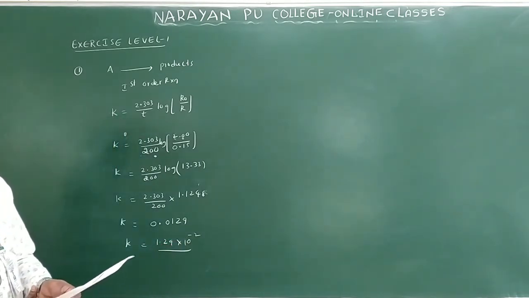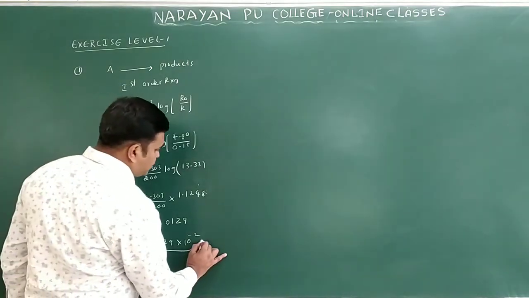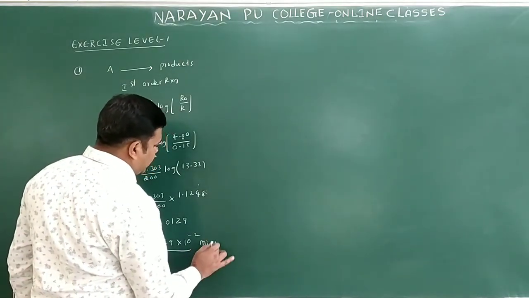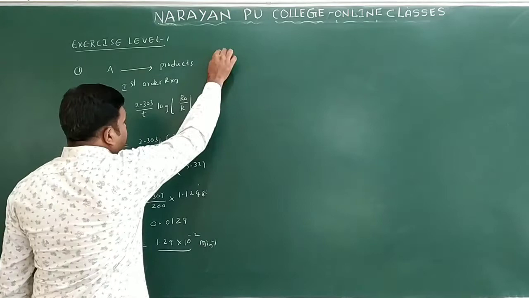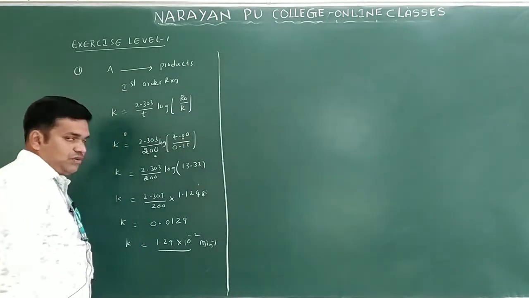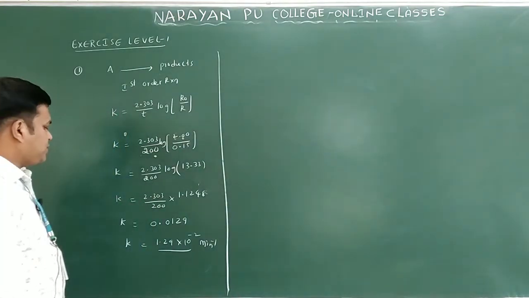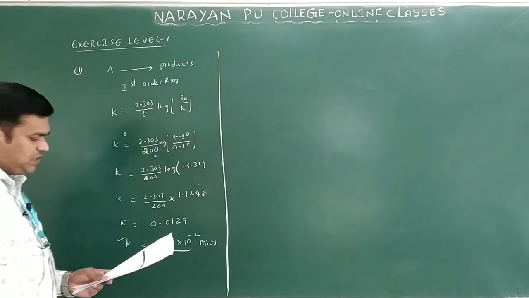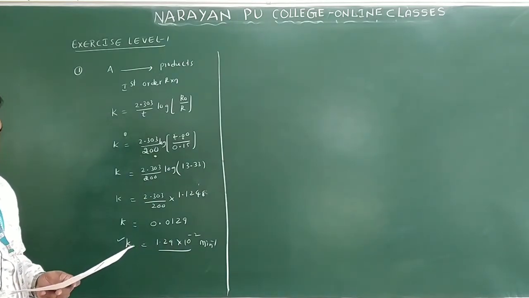What unit will you get? You will get minute inverse, because the rate constant unit depends on the time unit. If you take seconds, you will get second inverse. If you take hours, you will get hour inverse. If you take minutes, you will get minute inverse. So this is the answer for this question. You will take option 1 for this question.